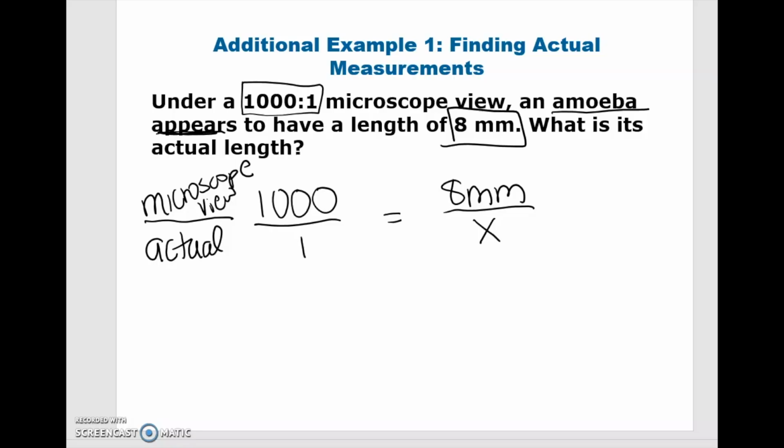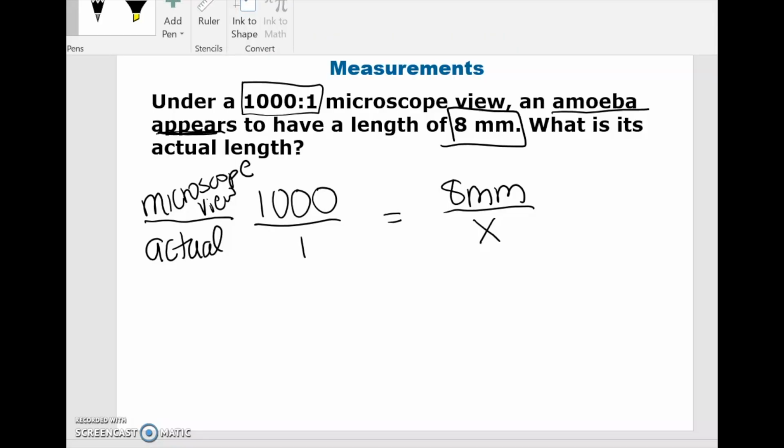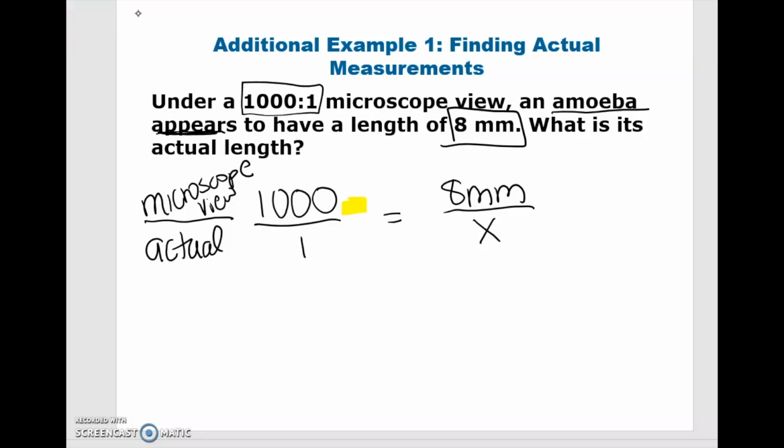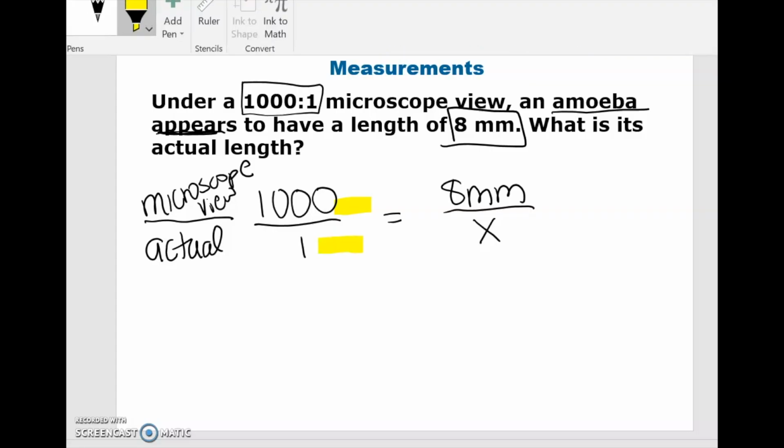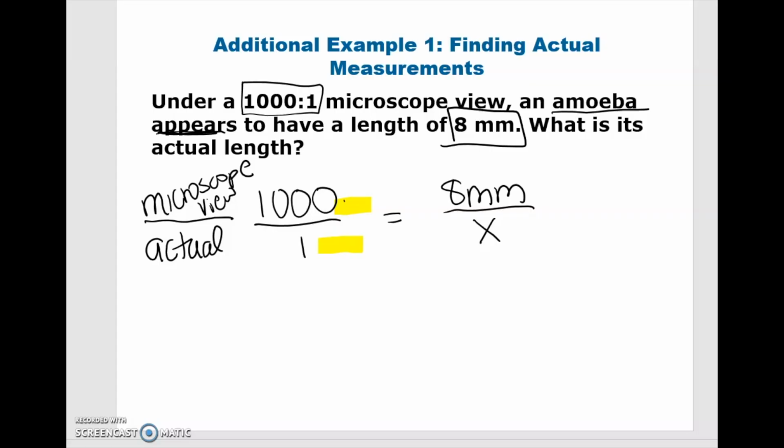Now this is really important because our scale did not give us units. See, there's no units listed here. So if they don't tell you units, then that means we're using the same units for both the actual object and the microscope view. So now what we're going to do is cross products.